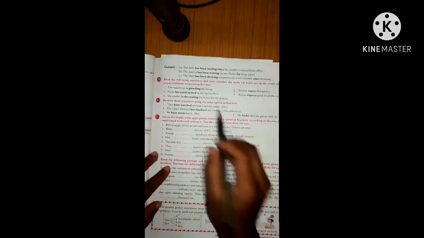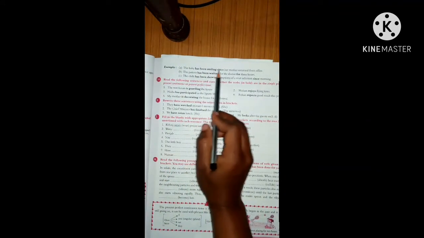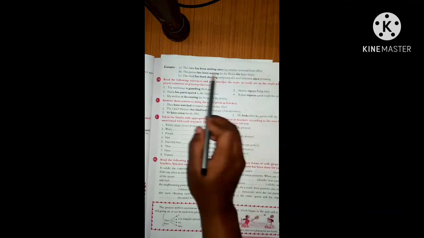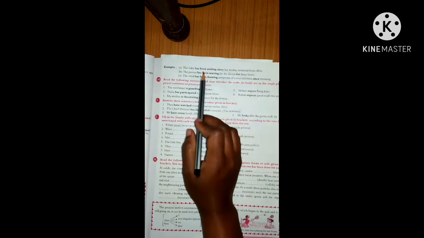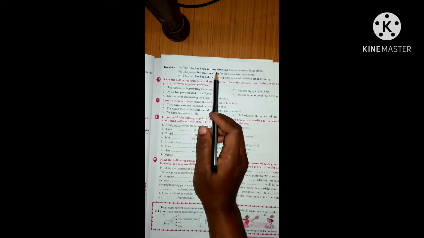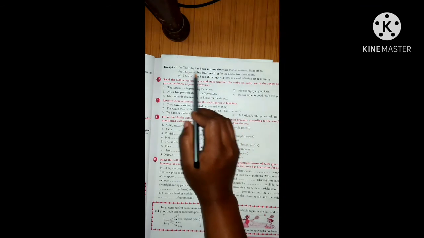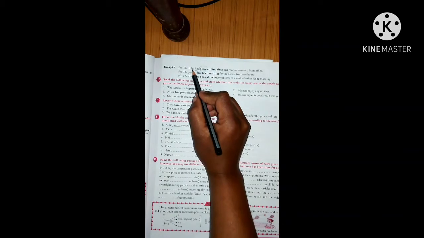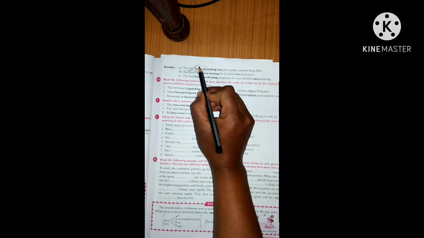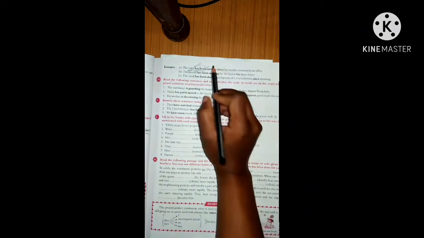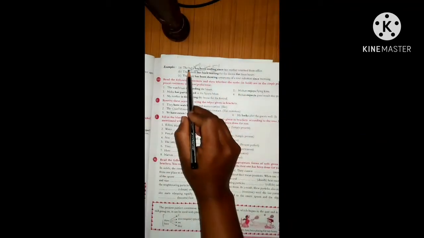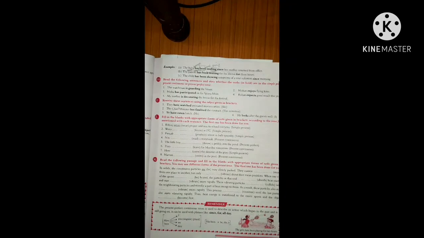Like for example, see, the baby has been smiling since her mother returned from office. Now it is, the baby is smiling. The baby is still smiling. Okay, the process or the thing is still going on. The baby has been. Now the formula, see, the baby is a singular thing. So we have a singular person. So we have used has plus been and plus ing form, that is smiling. Okay, so here is the formula of present perfect continuous tense.